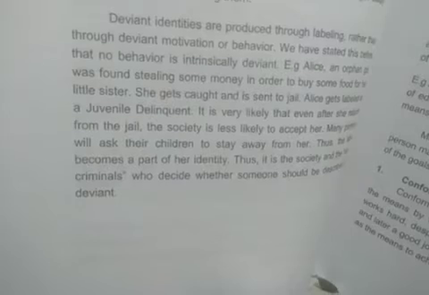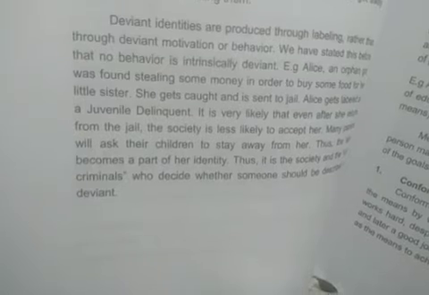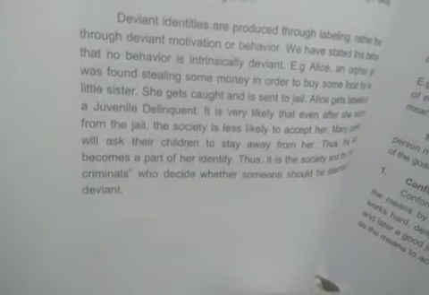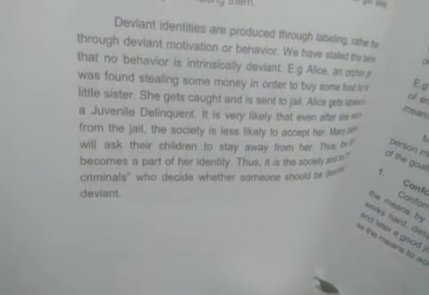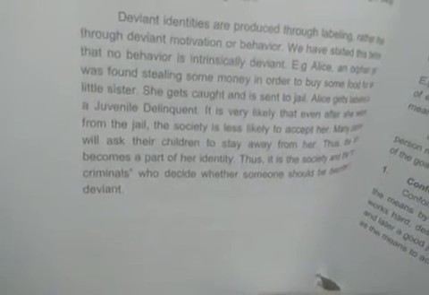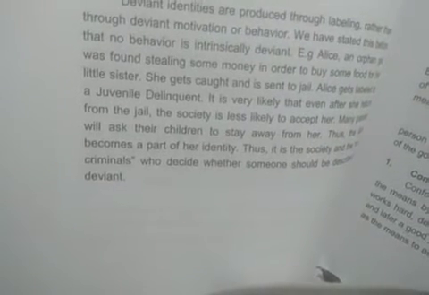Example: an orphan girl was found stealing some money in order to buy some food for her little sister. She gets caught and is sent to jail. She gets labeled as a juvenile delinquent. It is very likely that even after she returns from the jail, the society is less likely to accept her. Many parents will ask their children to stay away from her. Thus, the label becomes a part of her identity.